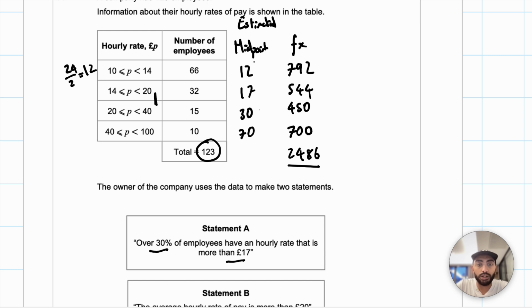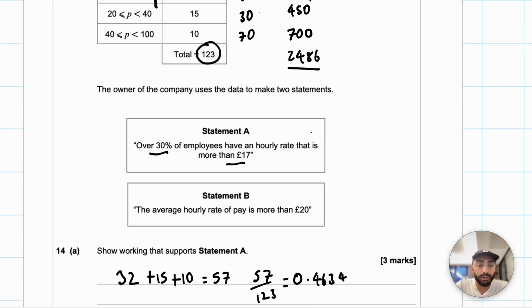The reason why it's an estimated mean is because we don't know the actual hourly rates. We're just estimating what they could be. We're using the midpoints. Like we did in question A, all of the people in this first group might actually earn £10, and all of the people in the second group might earn £14. So that would make the actual mean a lot lower. That's why it's called an estimated mean.